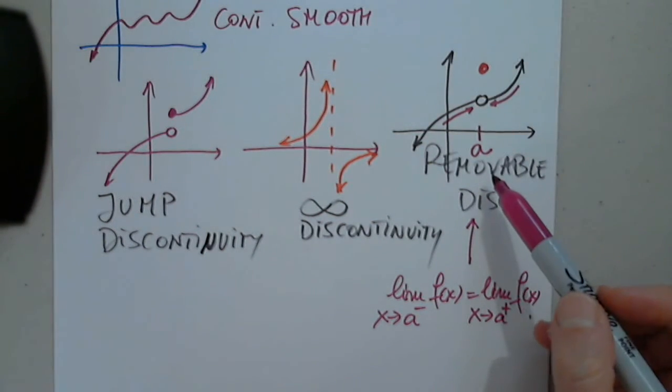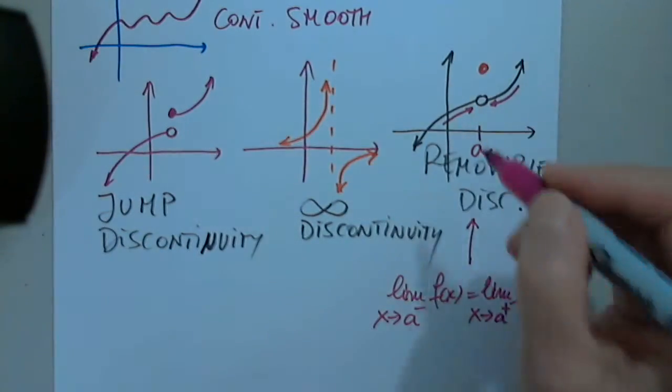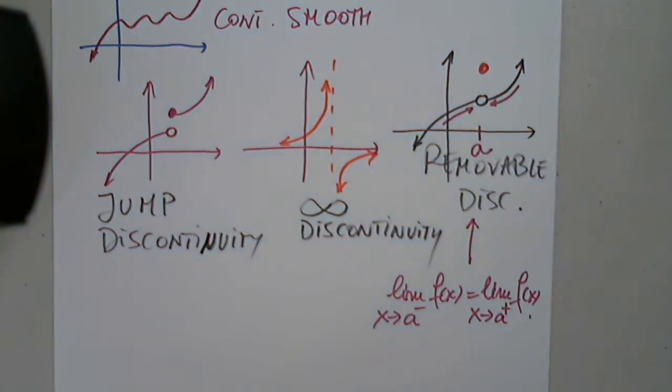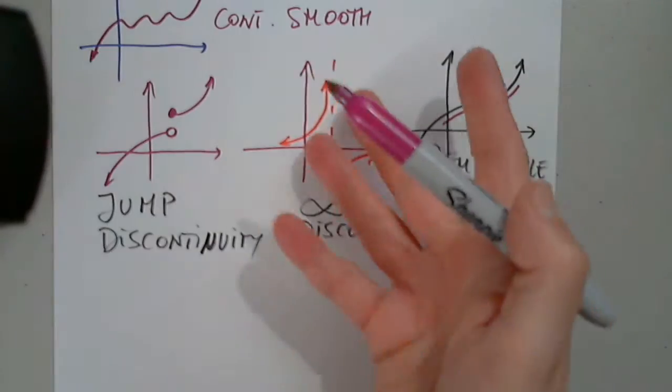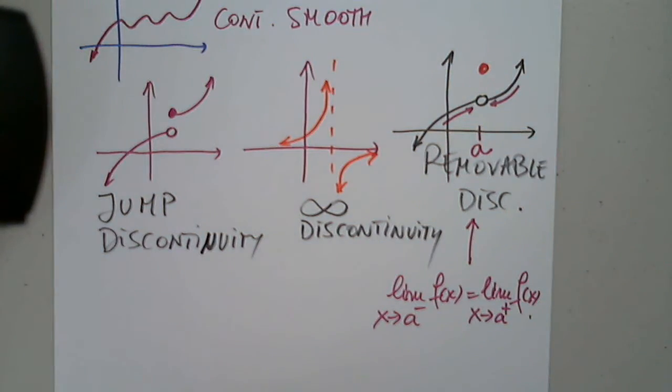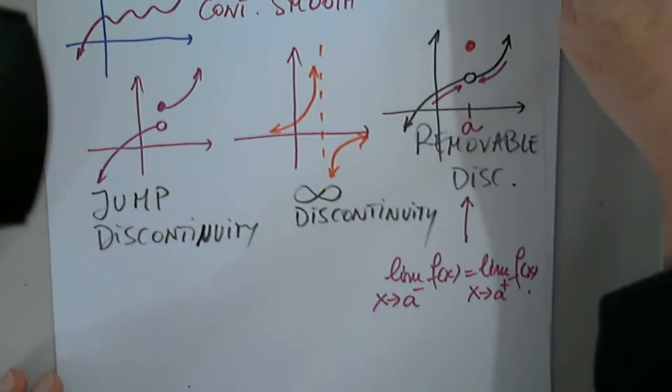But this one, because I can create a function by simply filling this in with one element. Here I will not be able to. I will have to change infinitely many points. But here I can change one point and make that continuous.